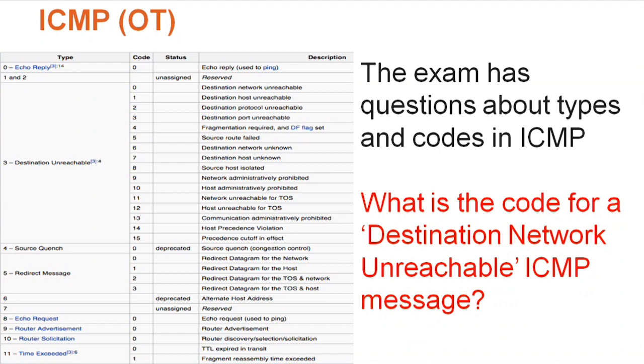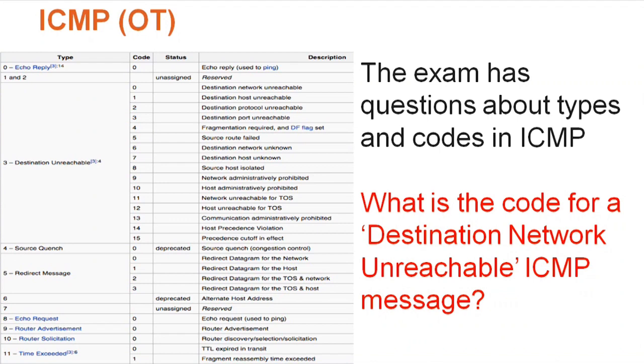But we're looking for the code for a network destination unreachable, which is the most common message you'll get when you're having a problem. That's the very first code for type 3, so it'll be type 3, code 0. An echo reply is type 0, code 0. That's how this works. You need to know all of these.